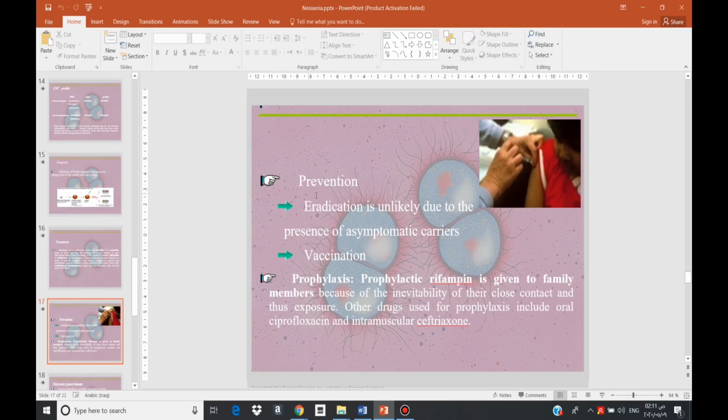البريفنشن طبعا بالنسبة للمننجيز اكو عندنا vaccination نقدر انه نعطيه to prevent the disease. ودائما الكونتاكت ويا البيشنت لازم نعطيهم prophylactic drugs اللي هو ريفامبيسين لو السوبروفلوكساسين أو السيفترياكسون. طبعا هذا جزء النايسيريا مننجيتس، وبالفيديو الآخر راح أشرح لكم على النايسيريا غونوريا.